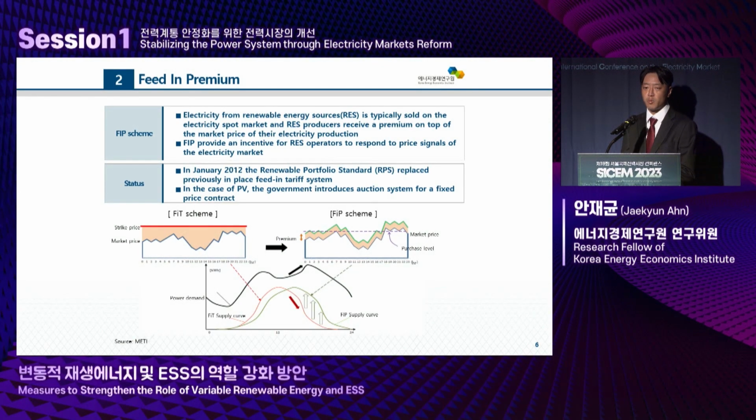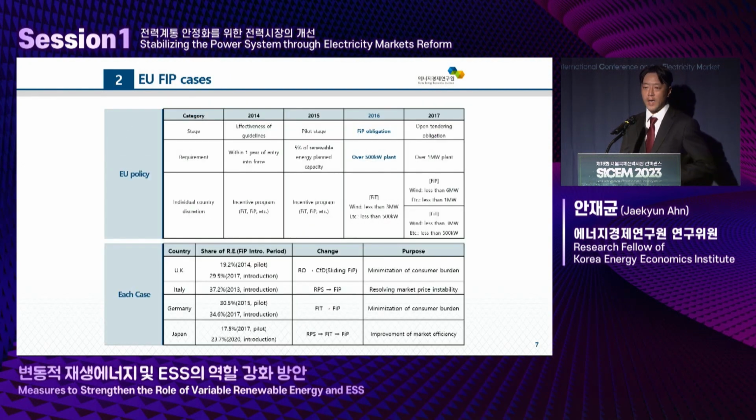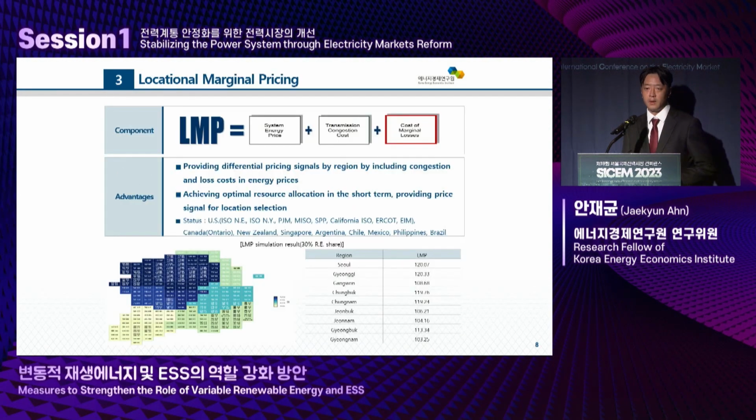We are selecting long-term fixed price contracts. As you can see in the bottom, if we do FIP, when we have the curve, the price in the wholesale market will be low, and after sunset, we will see the change in the surplus curve. In other countries, in the EU policy change in 2006, they adopted the FIP obligation. And in the advanced countries, they have more than 20% of renewables. They are focusing on market effectiveness, so they are implementing FIP. If you look at the case of Japan, you will see they moved from RPS to FIT and FIP.